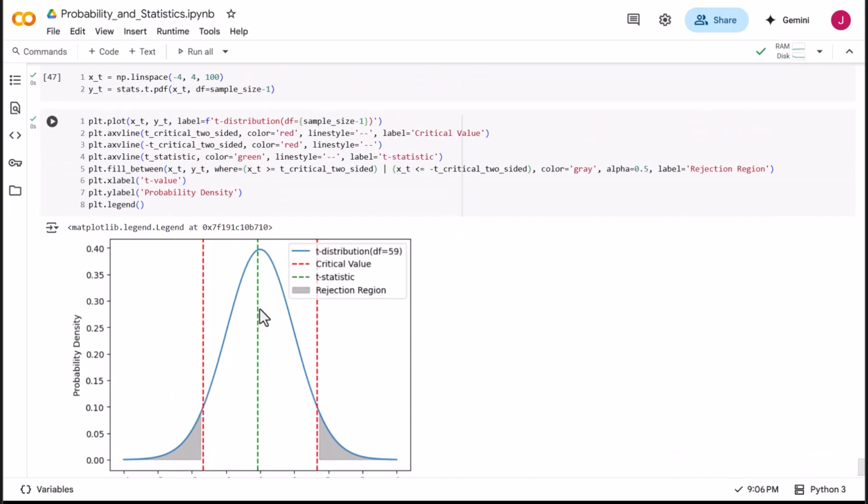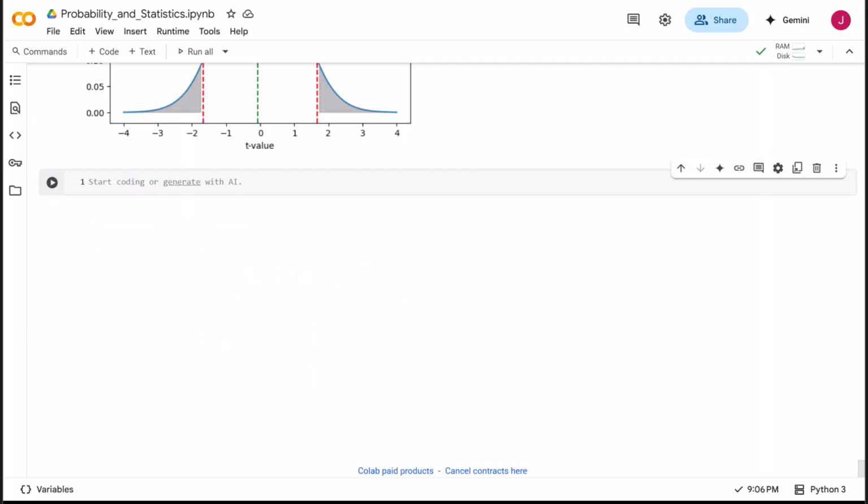So you can see here that we have plotted, the blue color is the t-distribution with degrees of freedom 59. Then we have this red color, which shows the critical values, and this green color is the t statistic, and this shaded area is the rejection area, right? So this is how we can plot the t-distribution.